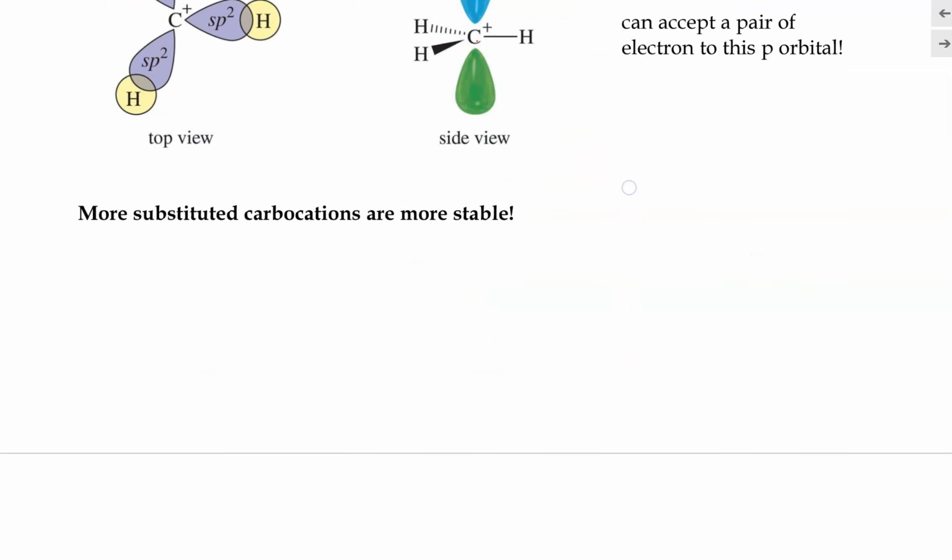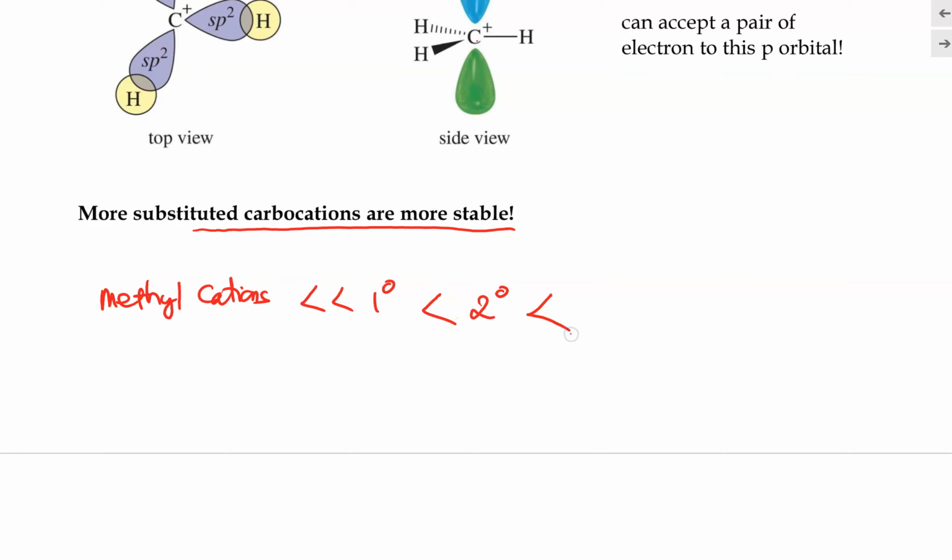And when it comes down to the stability of the different types of carbocation, it is as follows. The more substituted the carbocation, the more stable it would be. So what this means is the following. Methyl cation would be much less stable than the primary carbocation. And primary is then less stable than secondary. And secondary is then less stable than tertiary.